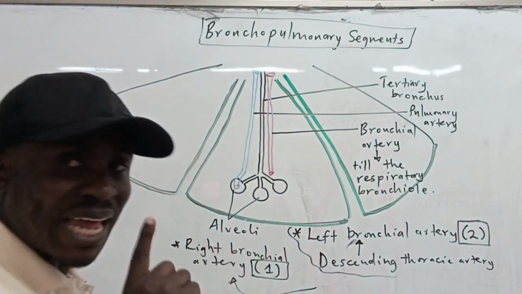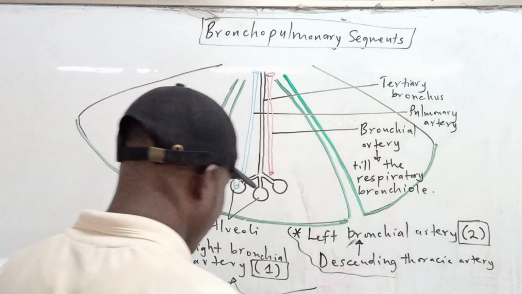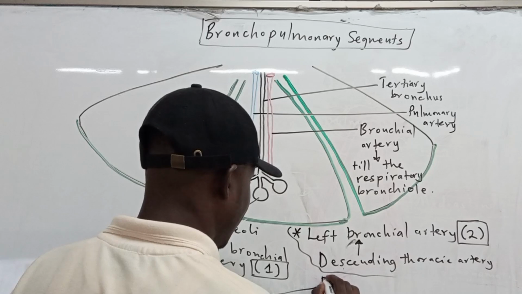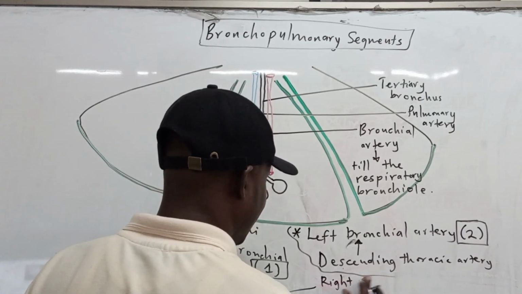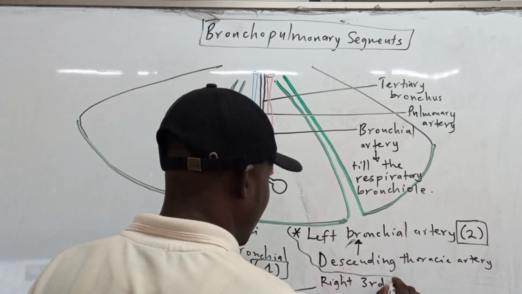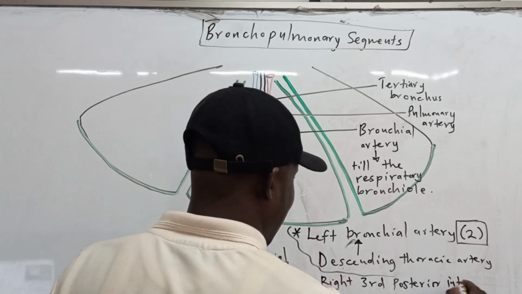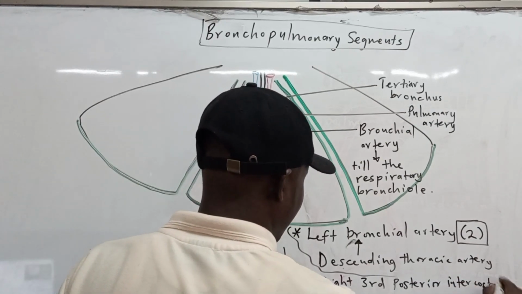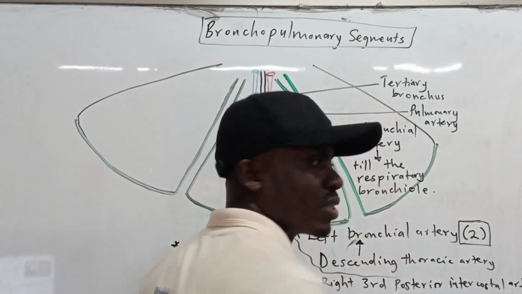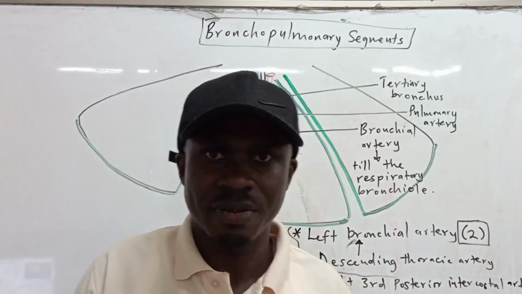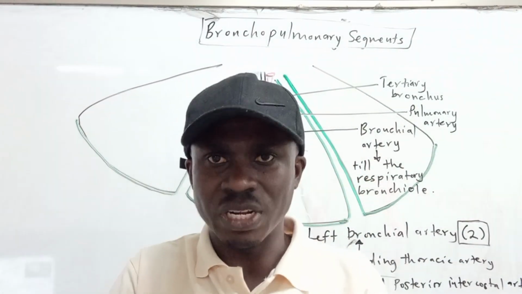So I want you to note that in the case of the right bronchial artery, it will be coming from the right third posterior intercostal artery. Okay, that is what we are going to see. Right third posterior intercostal artery. I want you to know that.